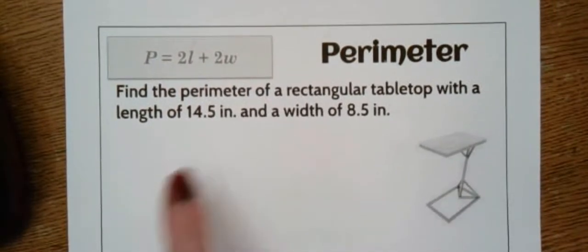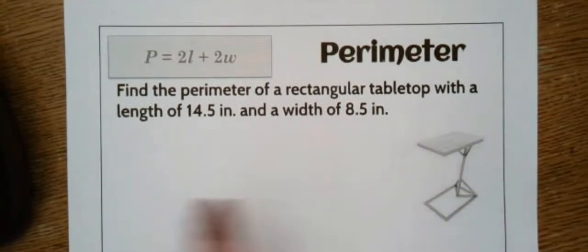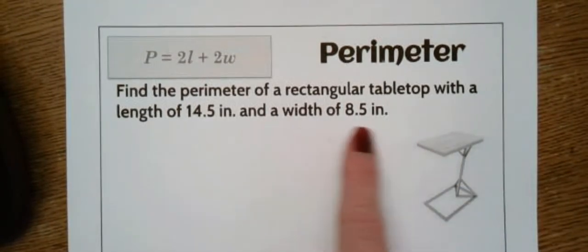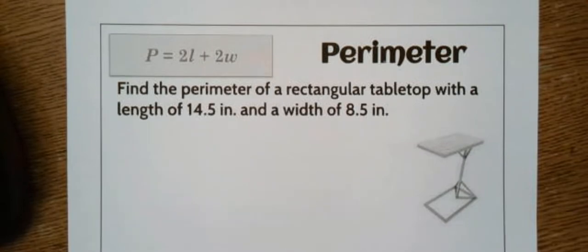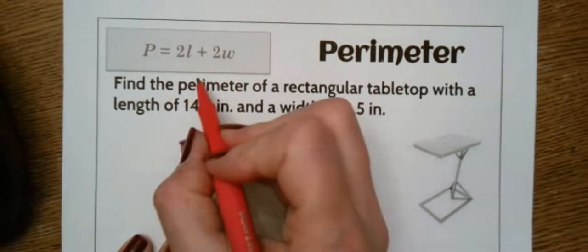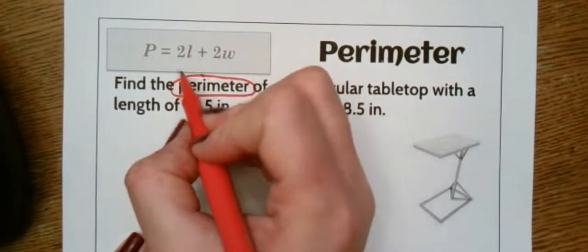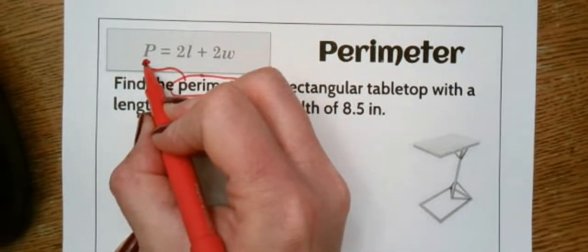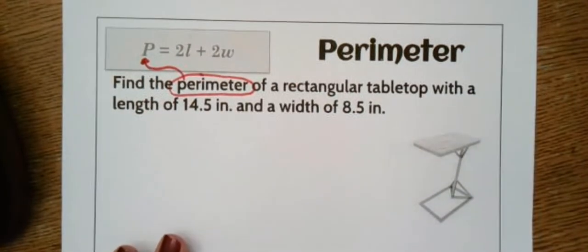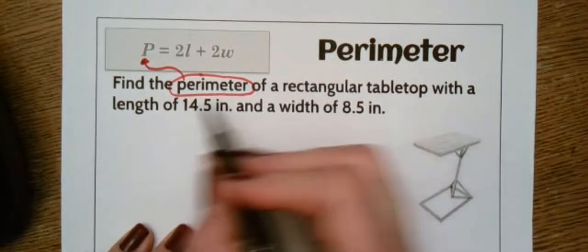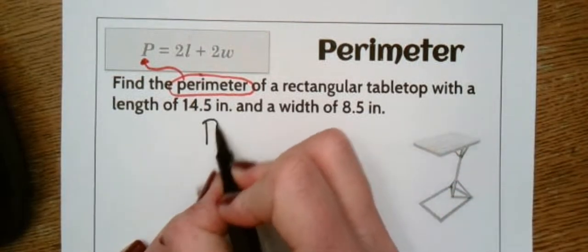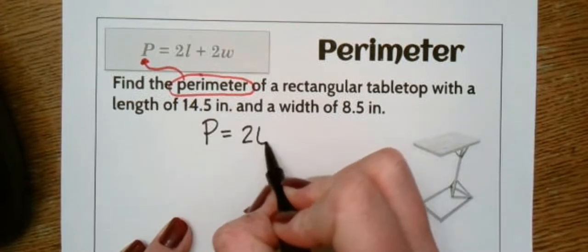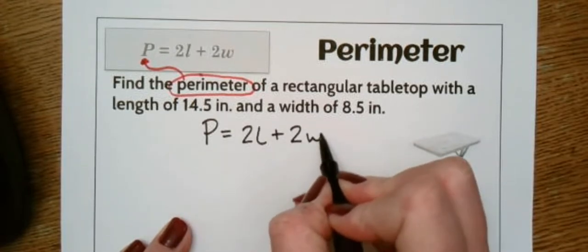We're asked, find the perimeter of a rectangular tabletop with a length of 14.5 inches and a width of 8.5 inches. Let's take a look at what we're being asked to find. The perimeter. So this is the variable that we are looking for, P. Well, it's always good to start off with the formula that will help you with this situation, and that's the perimeter formula. So P equals 2 times length plus 2 times W.